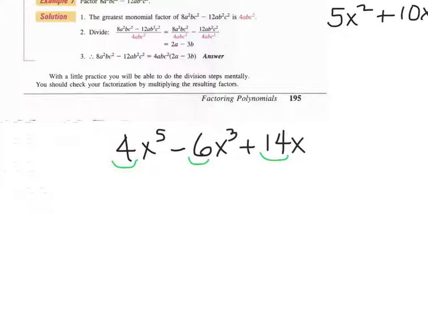And then from the variables, notice they all have the letter x. So when they all have the same letter in common, that's going to be the letter in my greatest common factor, but I need to find the smallest exponent, which is going to be just the x. So now I'm going to take that GCF and divide each one of my terms by it.